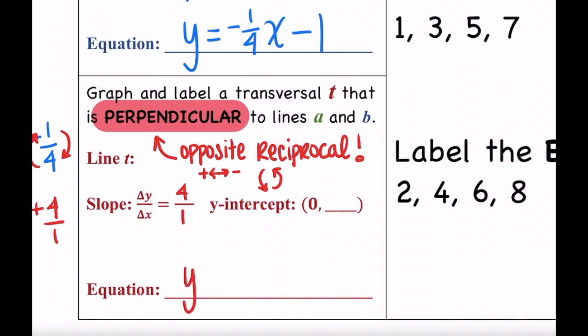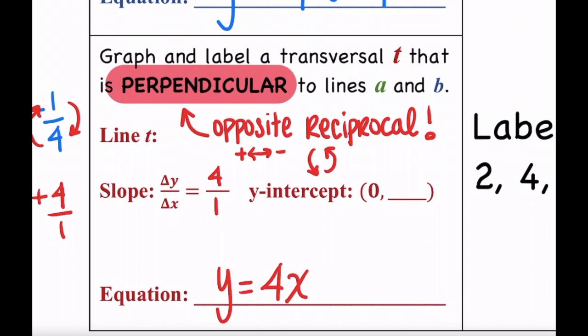So the equation, if we wanted to get it started, will look something like this, 4x. And we just need to pick ourselves a y-intercept. I'm going to go ahead and use 3. So we will start our graph at +3, and there's the equation of our transversal. All right, let's graph this.